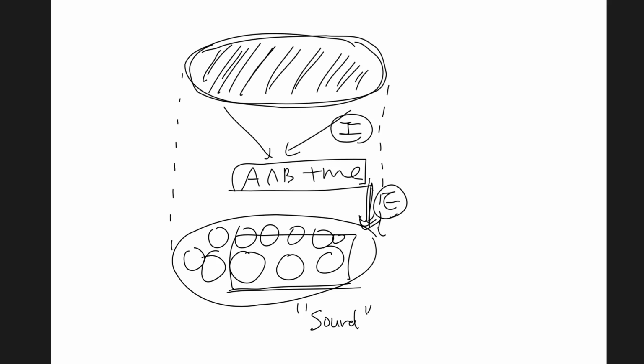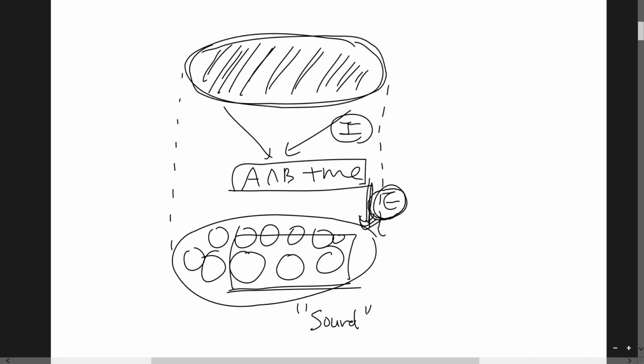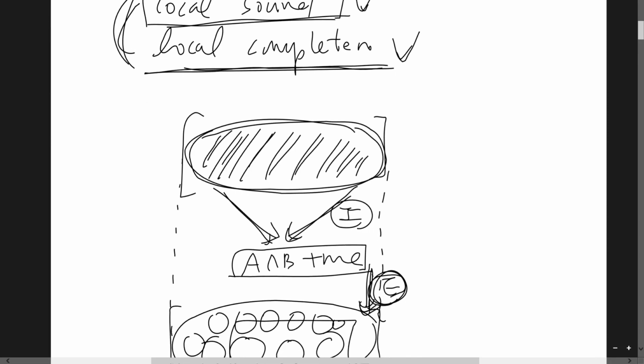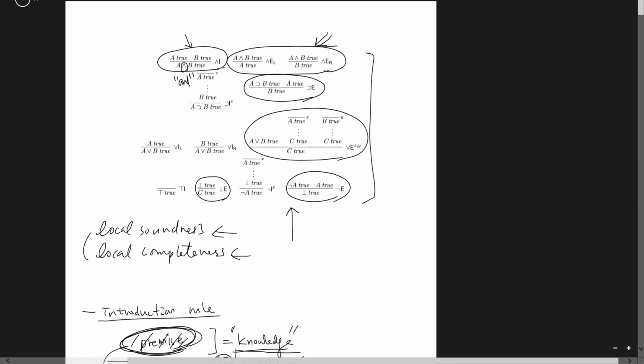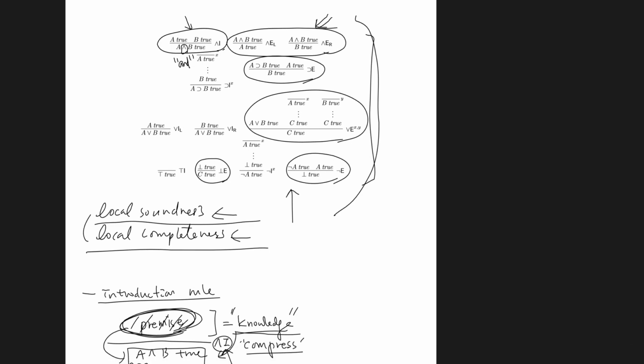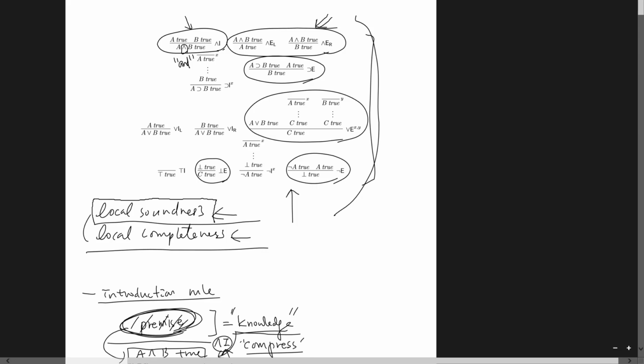So if you apply this elimination rule sufficiently many times, you can retrieve precisely the same information that was compressed into this introduction rule. So that's the notion of local soundness and local completeness. Now, we'd like to check if this system indeed satisfies local soundness and local completeness. Let's first investigate how to verify local soundness and then local completeness.